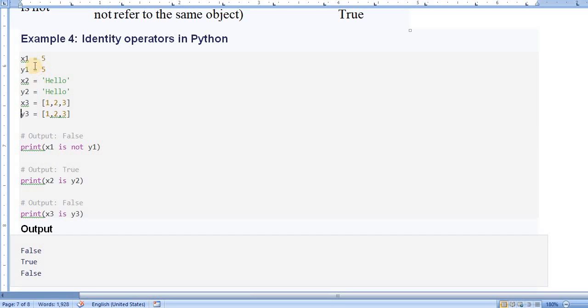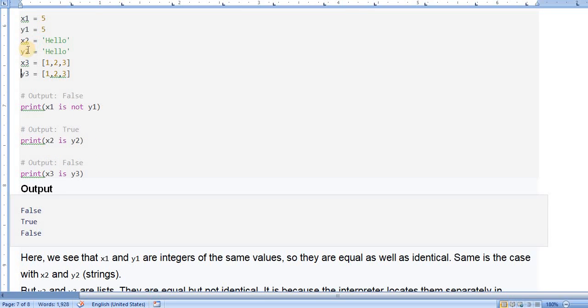x1 is not y1 because both the operands are identical and the not operator is used, that's why it returns false. x2 is y2 because x2 and y2 both point to the same string, "hello", so it returns true. And x3 and y3, because the lists are identical but located in different locations of memory. Lists, tuples and dictionaries are sequences that are allocated in separate memory. So in this case it returns false.